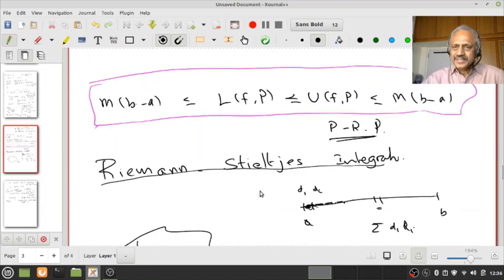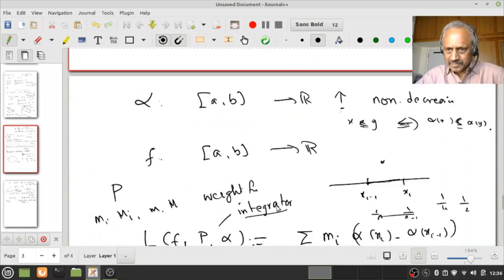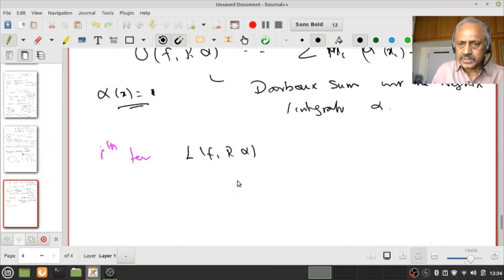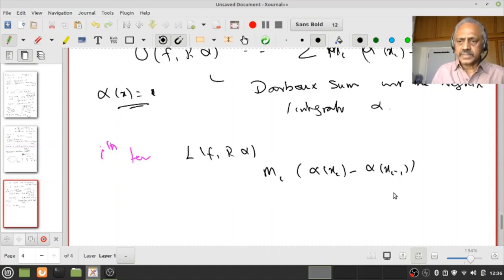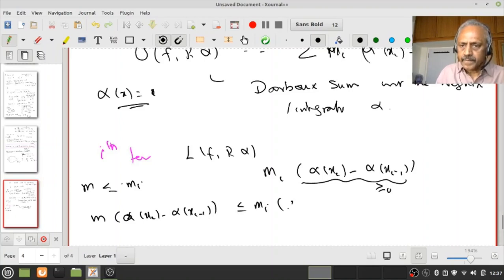Why do you think it should be true? Let us go back. As we did earlier, little m is less than or equal to mi. Now let us look at the ith term in the sum LFP alpha. This is mi into alpha xi minus alpha xi minus 1. But we know that m is less than or equal to mi, and this is positive. Therefore, if I multiply both sides of the inequality by this positive number, the inequality remains the same. So for each i, this is a true statement. Therefore, I sum it over.